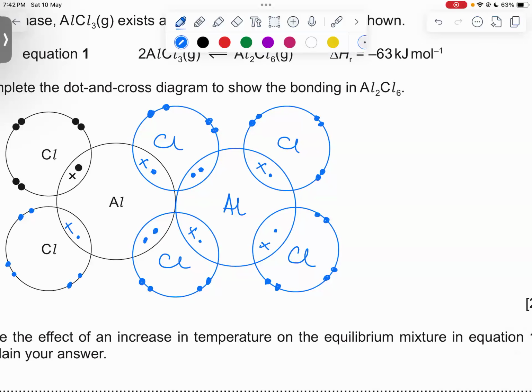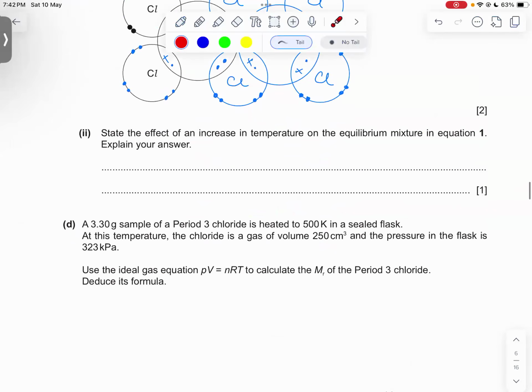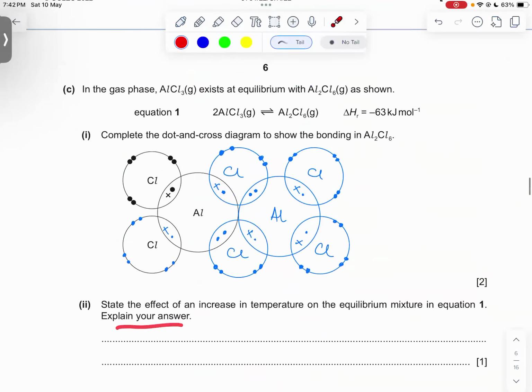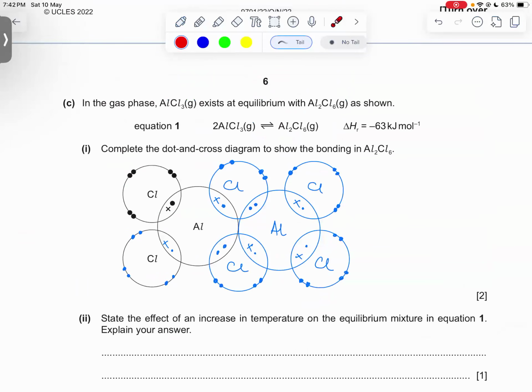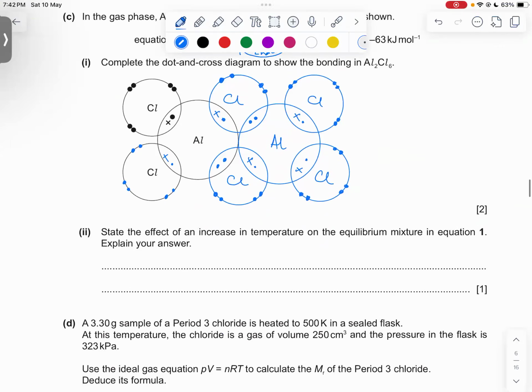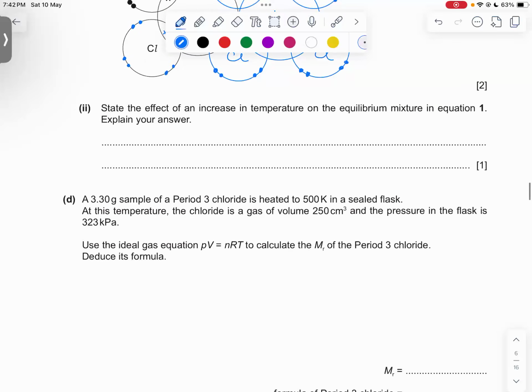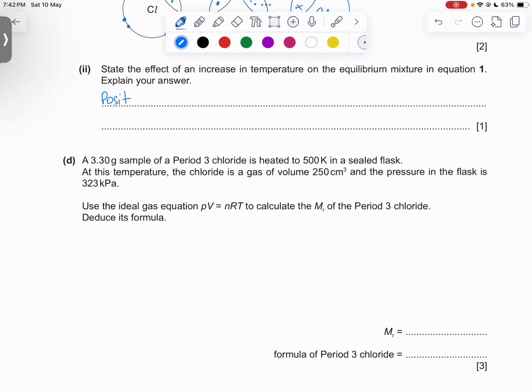All right. Now the next: state the effect of an increase in temperature on the equilibrium mixture in equation 1. Explain your answer. If we increase the temperature, the forward reaction, as you can see, is exothermic, and the backward reaction, as you can see, is endothermic, right? An increase in temperature shifts equilibrium in the backward direction, right? So we will say the position of equilibrium mixture will shift towards left.